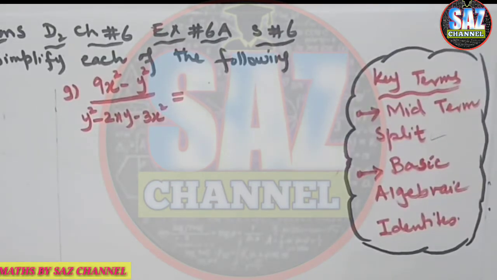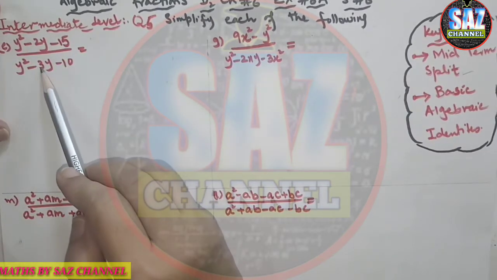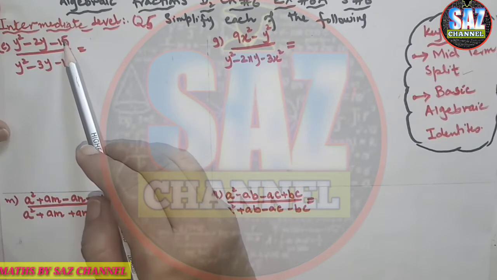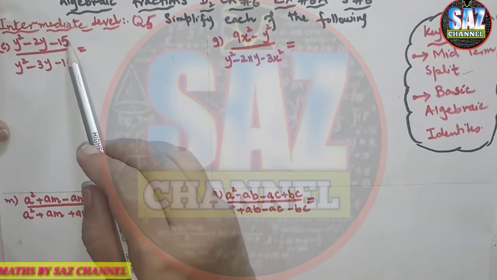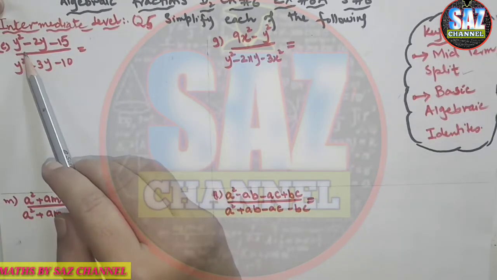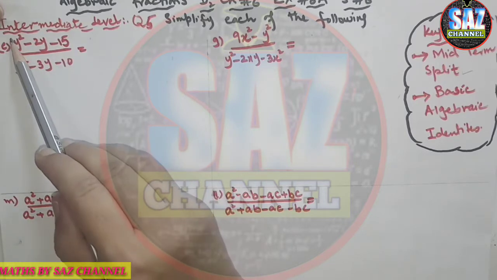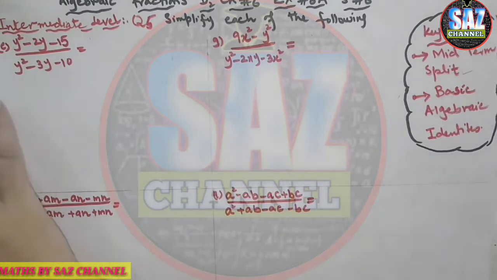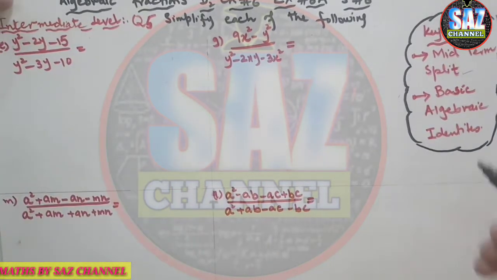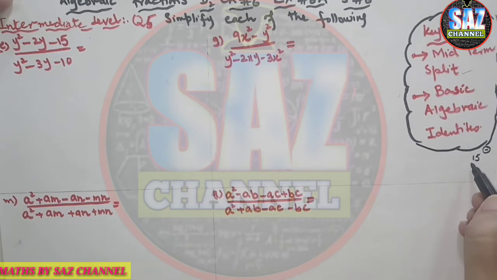First part of the question is y square minus 2y minus 15 upon y square minus 3y minus 10. Both the numerator and denominator are applications of middle term breakage. So according to the middle term breakage, we have to multiply 15, which is a constant, with the coefficient of the square term, and my product comes 15 with negative sign. Then I have to make the prime factors of 15. The prime factors of 15 are 3 and 5.